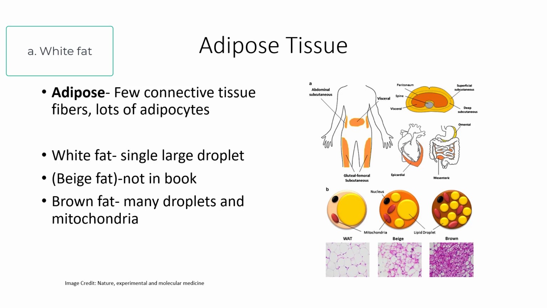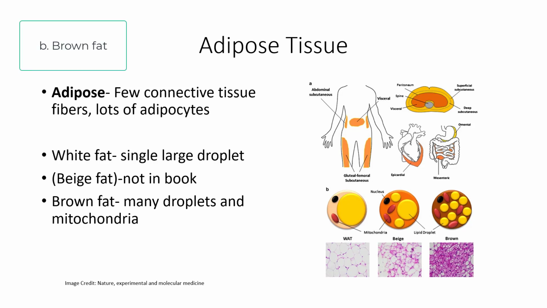There is white fat, which has a single large droplet of fat in each cell. It has mitochondria, but not very many. Beige fat, we're not really covering it in the book, but it's somewhere between white and brown. Brown fat has many different droplets and many mitochondria. Brown fat, with these mitochondria, generates heat.